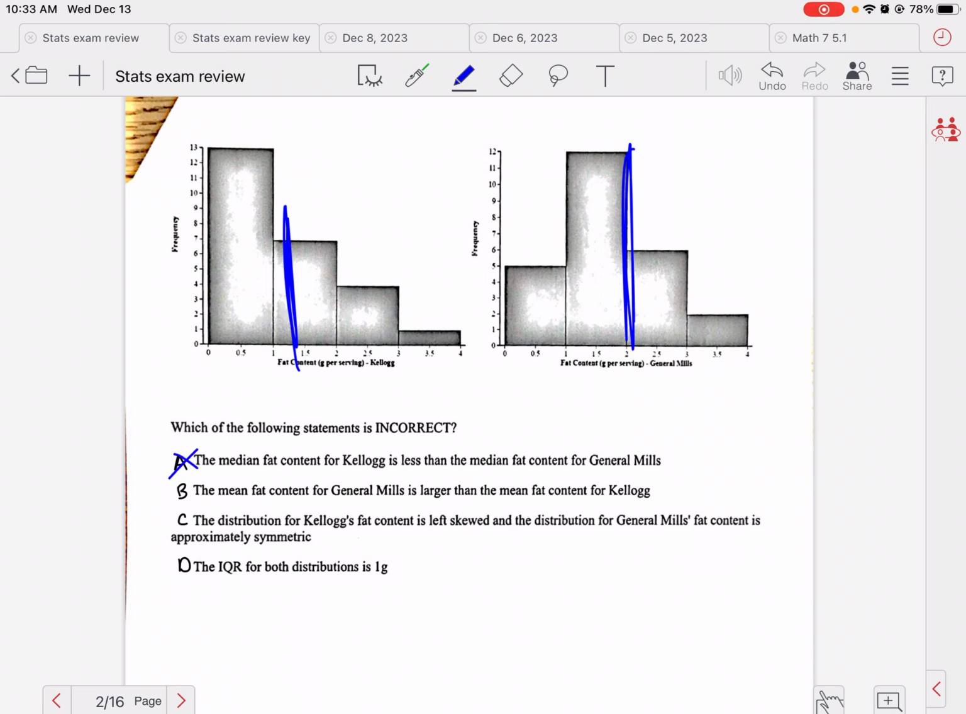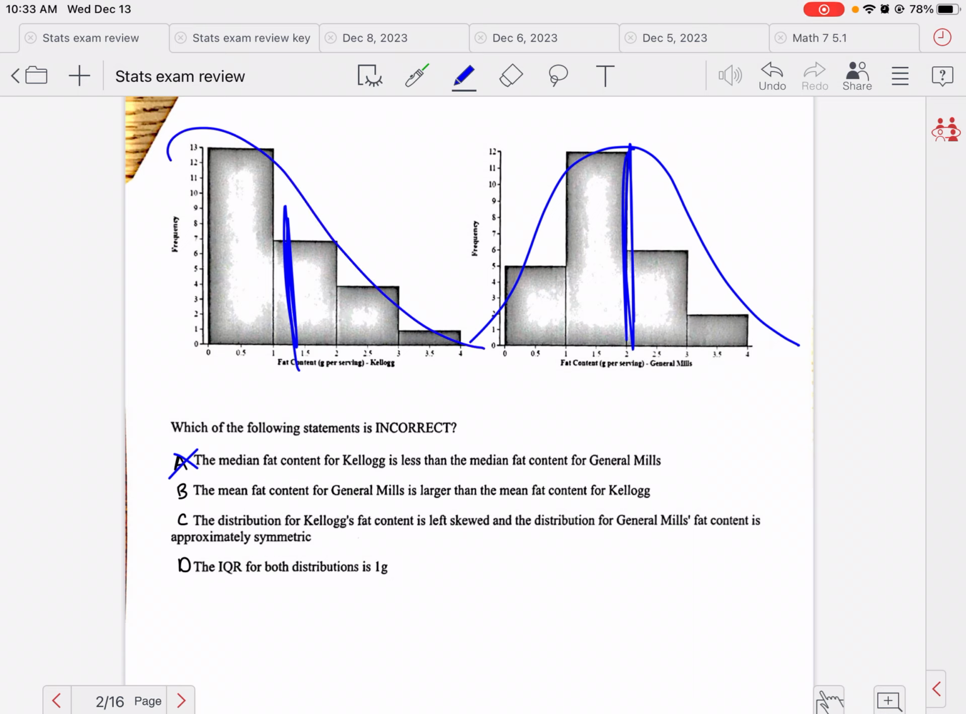The mean fat content for General Mills is larger than the mean fat content for Kellogg's. That could be correct. I'm not going to sit here and calculate it out, but we'll think about that one. It says the distribution for Kellogg's fat content is left skewed, and the distribution for General Mills fat content is approximately symmetrical. This is pretty symmetrical. I mean, it's a little rough, but this one is right skewed, though.